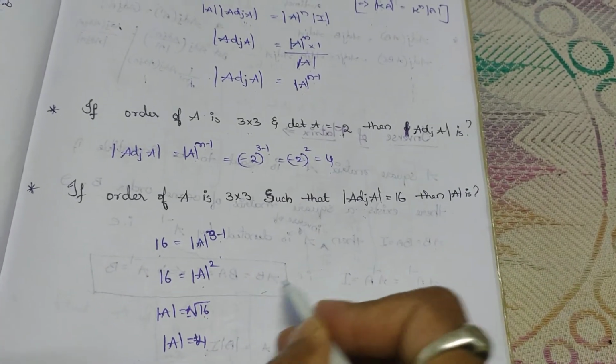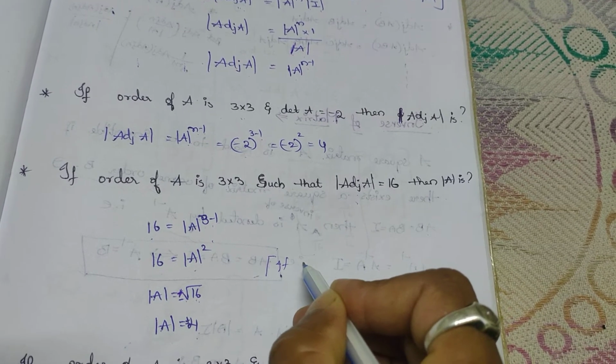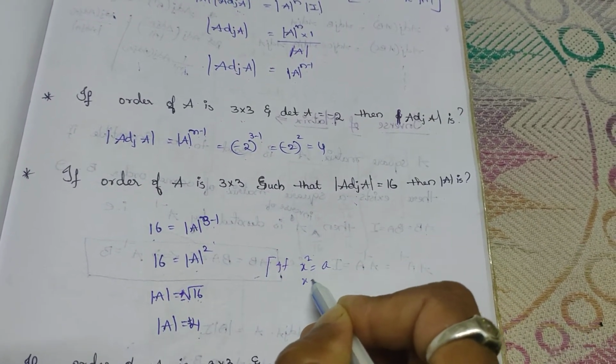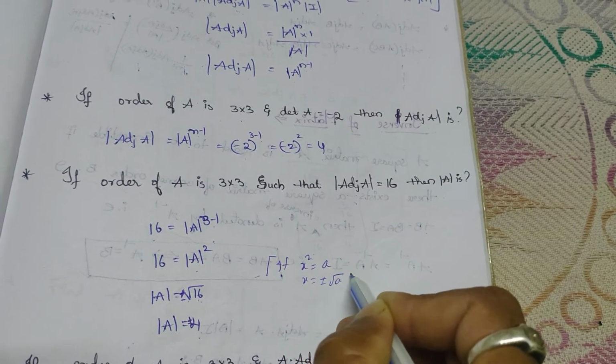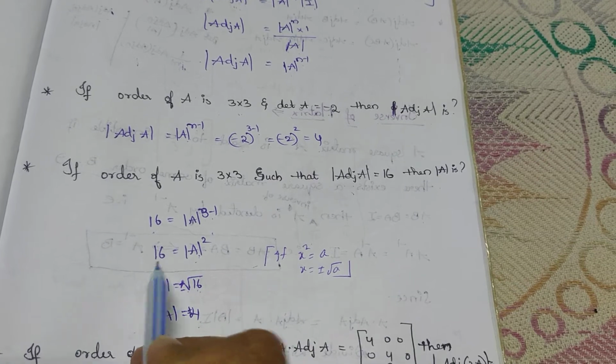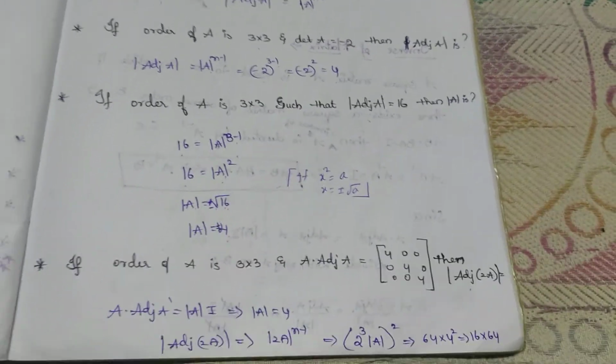Actually we have the formula, if x square is equal to a, x is equal to plus or minus root a. This is the formula. So if x square is equal to 16 means x is equal to plus or minus root 16. Root 16 value is 4 only.